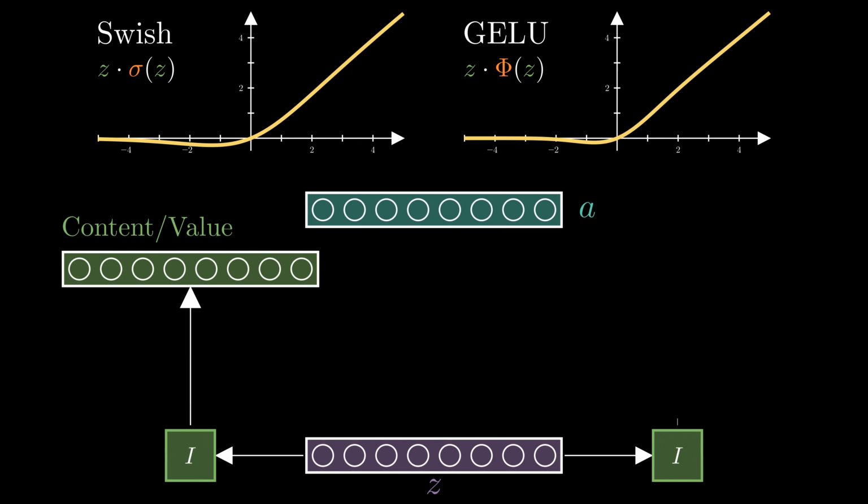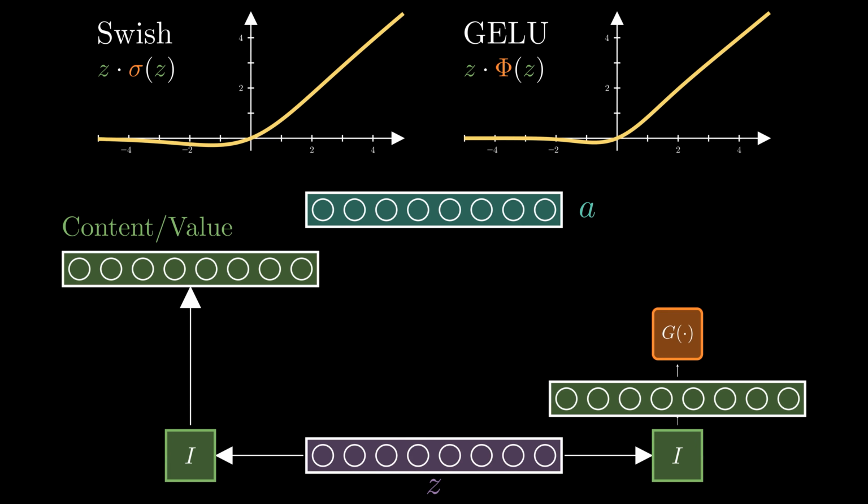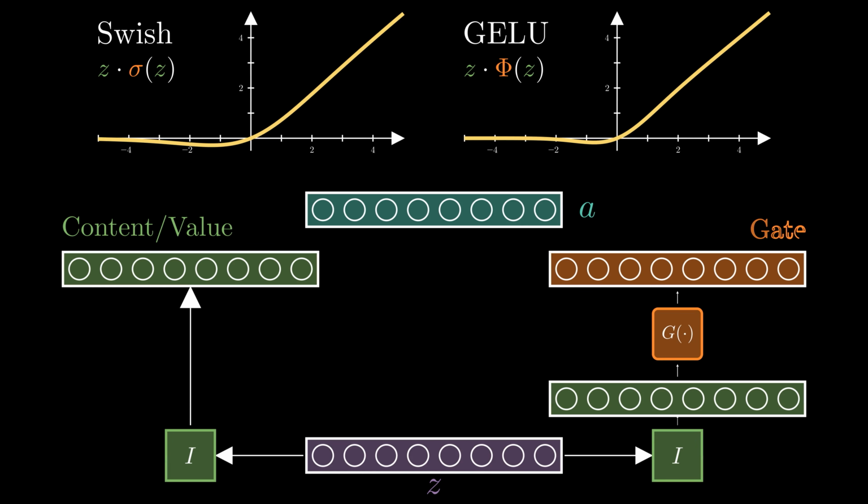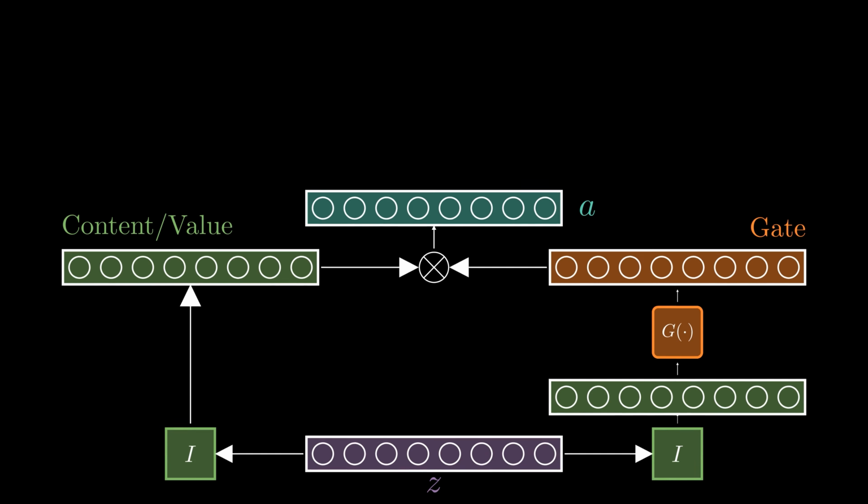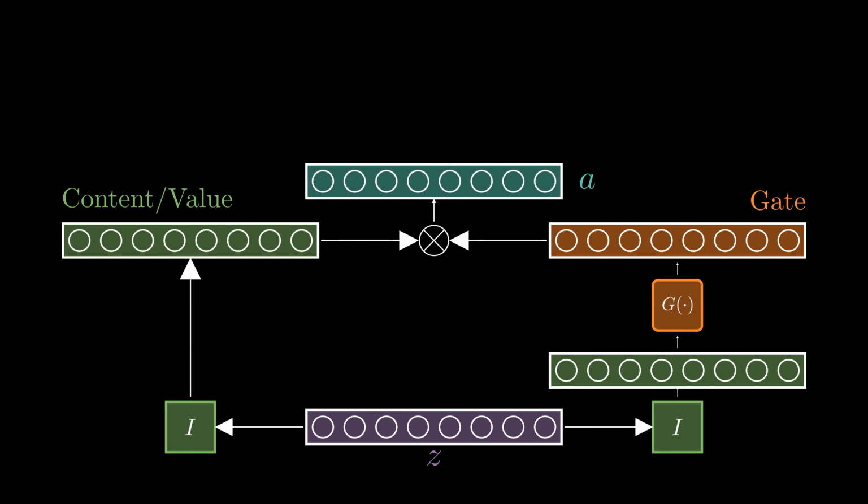The second path applies a smooth gating function, such as sigmoid or the Gaussian CDF, to each entry of z, producing a gate vector that smoothly controls how much of the content is allowed to pass through or is suppressed. The output activation vector A is the element-wise multiplication of the content and gate vectors. With this perspective, we can generalize the framework to enable more flexible ways of extracting content and designing gating mechanisms.